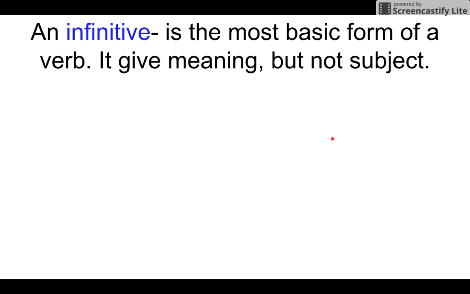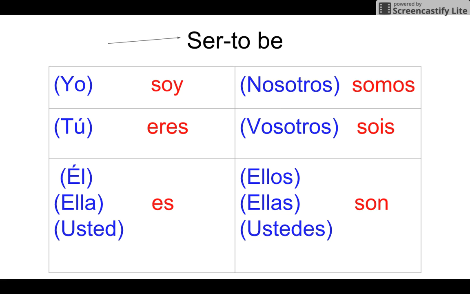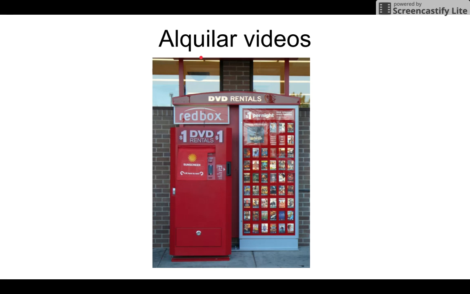Now, an infinitive verb is the most basic form of a verb, something that gives us the meaning but not the subject. Kind of like ser. We went over ser in chapter 1 and 2. Ser means to be, but we don't just say to be, right? We conjugate it depending on who is being, right? So I am, you are, he is. But this version right here, ser, tells us what's happening, right? Be, but it doesn't tell us who is being. That's what we mean by an infinitive.